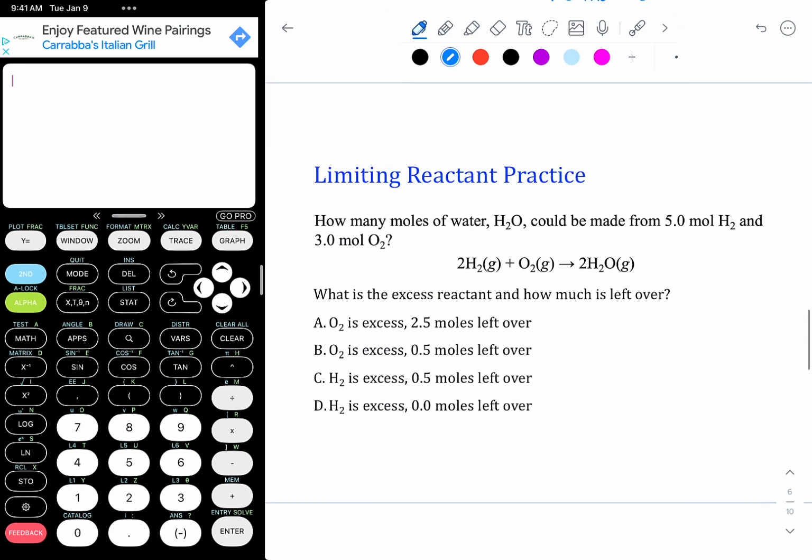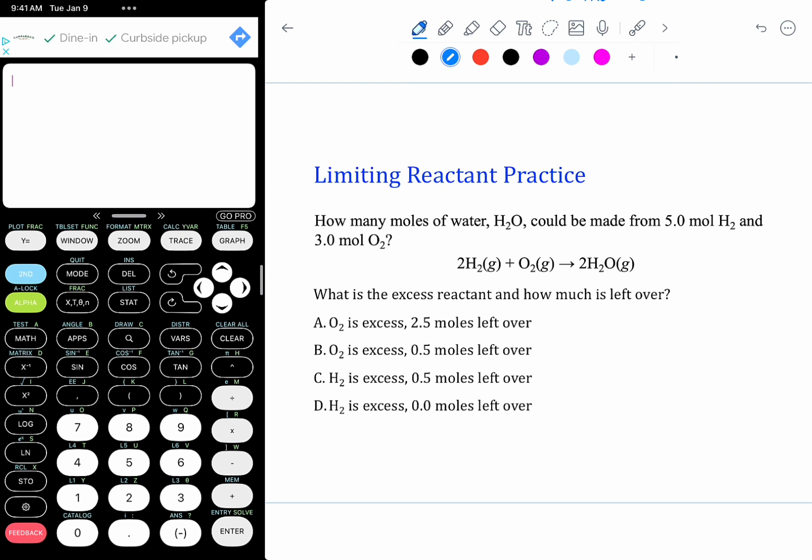So let's take that and try this problem on our own. It's a very similar setup. How many moles of water could be made from 5 moles of H2 and 3 moles of O2? I give you the balanced reaction below, and what I want you to determine is what is the excess reactant and how much is left over. So very similar to our last problem.